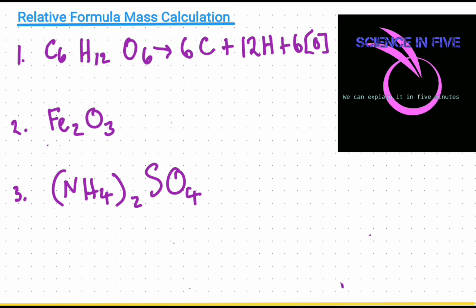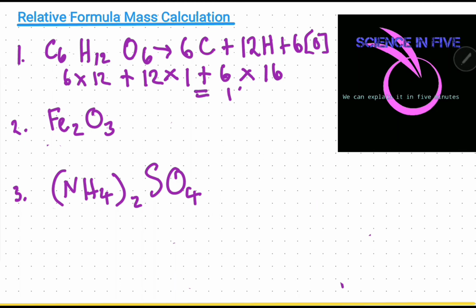So the total mass of the carbons will be 6 times 12, plus there are 12 hydrogens, each hydrogen is 1, plus there are 6 oxygens, 6 times 16. When I've got all these numbers, all I now need to do is to get a calculator and do the math. I'm getting 180 atomic mass units.